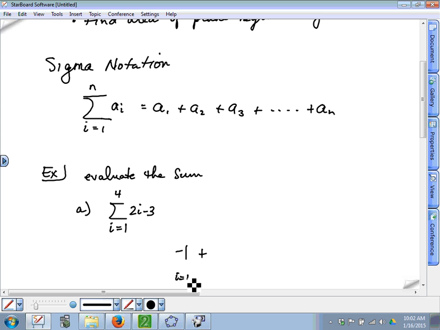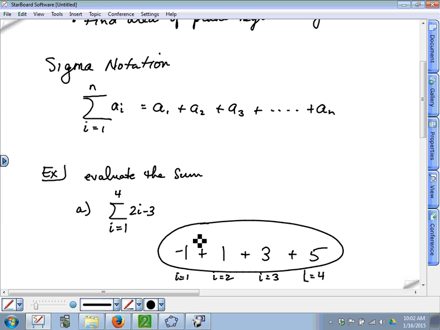Now, this is when i equals 1. What are we adding if i equals 2? Well, you plug in a 2 for i. 2 times 2 is 4. 4 minus 3 is 1. So that's when i equals 2. Now, when i equals 3, 2 times 3 is 6. 6 minus 3 is 3. So that's when i equals 3. Now if i equals 4, 2 times 4 is 8, 8 minus 3 is 5. That's when i equals 4. How much longer do we have to go? No longer. That's it. I started at 1, it ended at 4, so now we add this up. So the answer is 8.